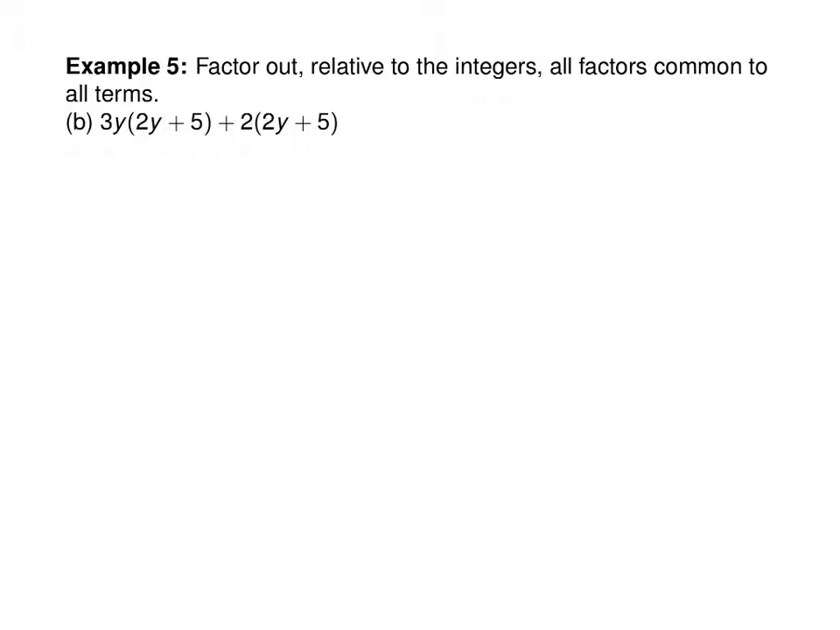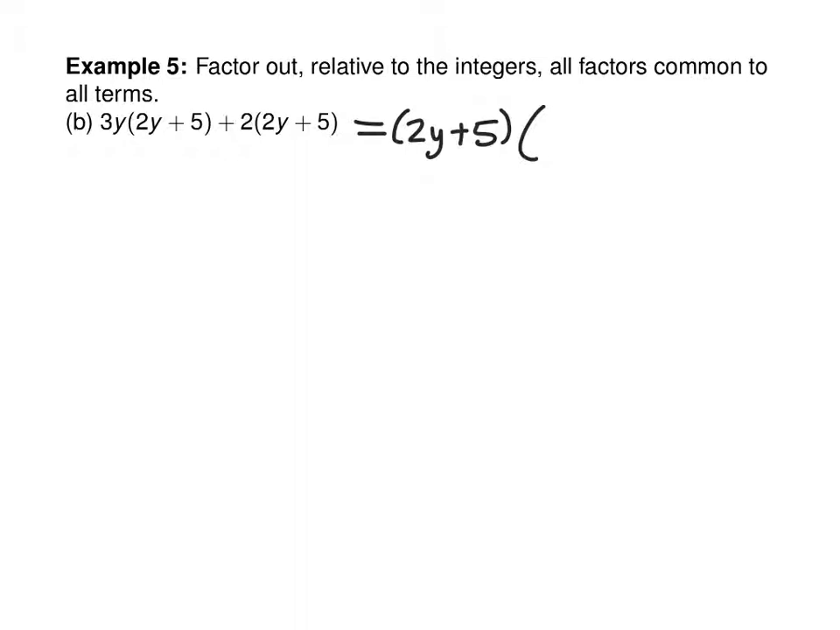Now here's a weird one. Have you guys seen weird ones like this before? It's okay if you haven't. So, both this term and this term, what could you divide them both by evenly? 2y plus 5. That actually divides out. It's a little bit strange. But this becomes 2y plus 5. So that's been divided out.